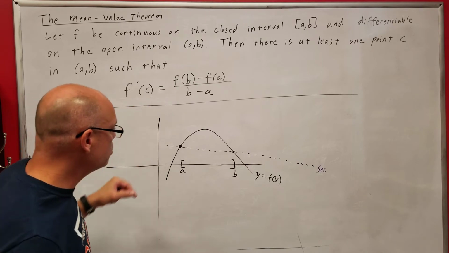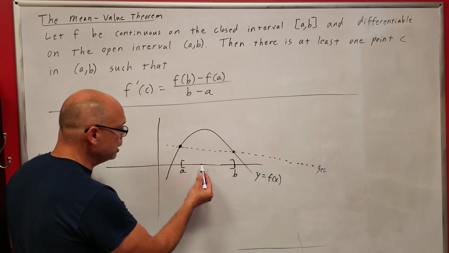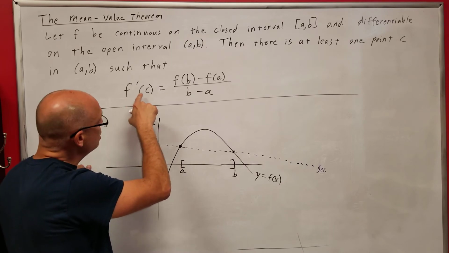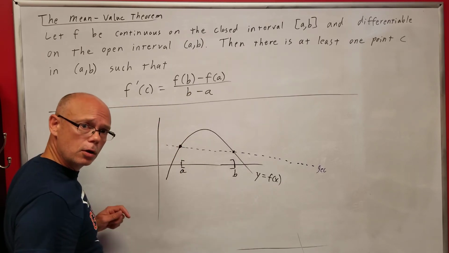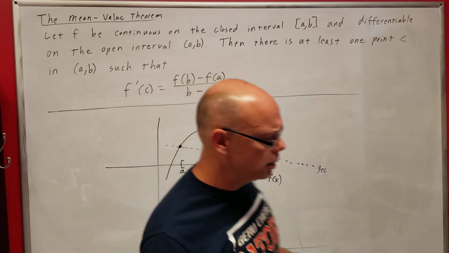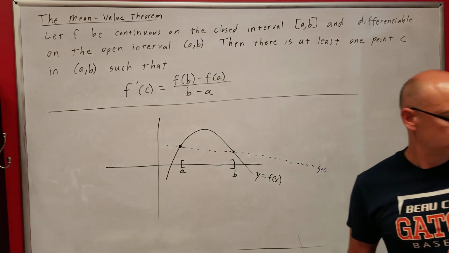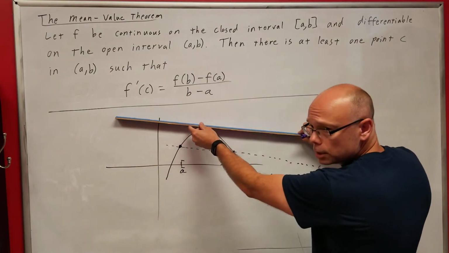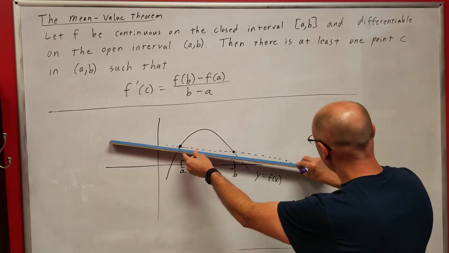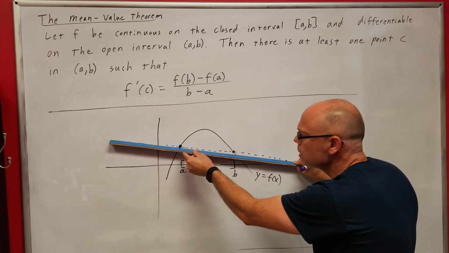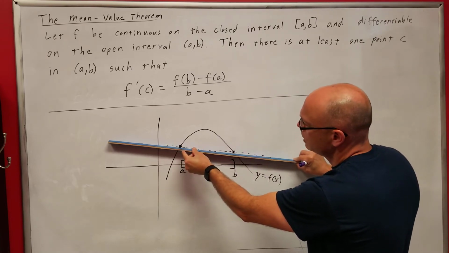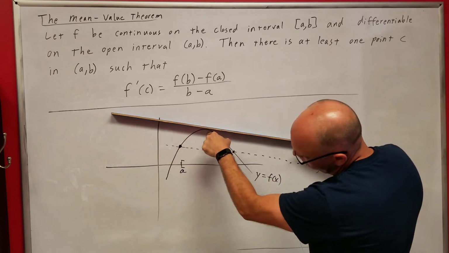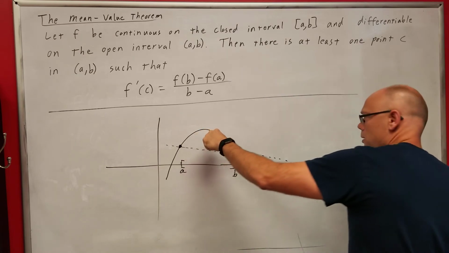But what does this mean right here? That means there's at least one point c in this interval to where the slope of the tangent line at that point c is equal to the slope of the secant line. Here's what they're saying. You have some point c in here to where, whenever you take the slope of the tangent line, it's going to be the same as the slope of this secant line. Let me see, where do I have a slope of my tangent line the same? Somewhere about right there, right? So maybe about that point right there.